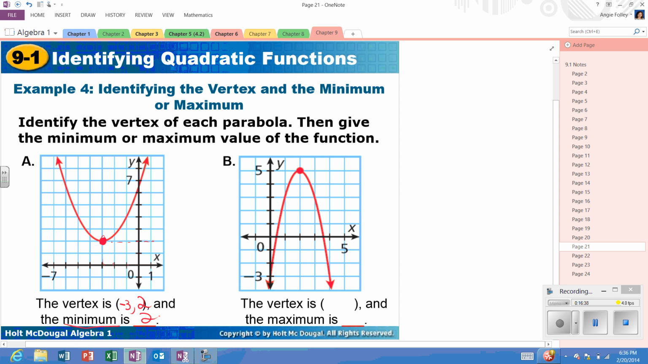On this next one, our vertex is over here. We go over 1, 2, so 2 for x. And then up 1, 2, 3, 4, 5, so up 5. And it's a maximum, so it's like the top of a mountain, and that value is at y equals 5.